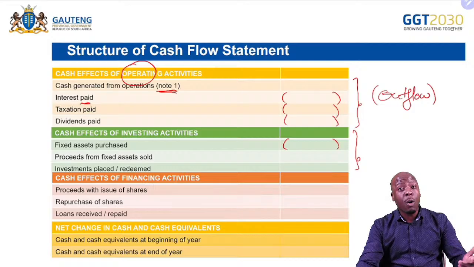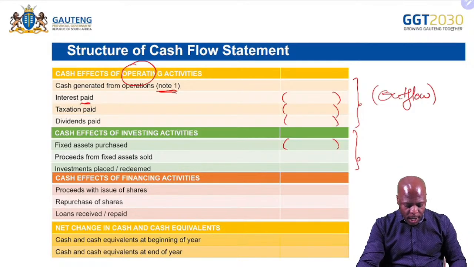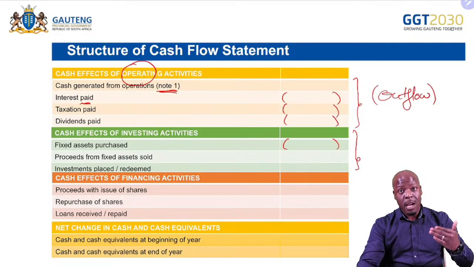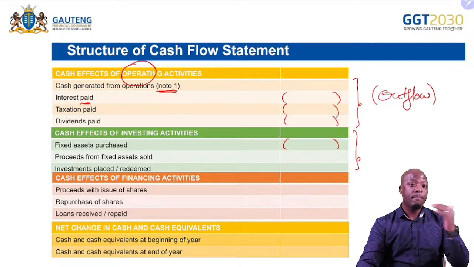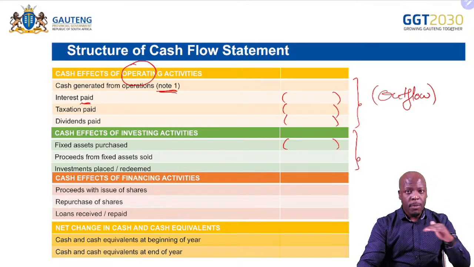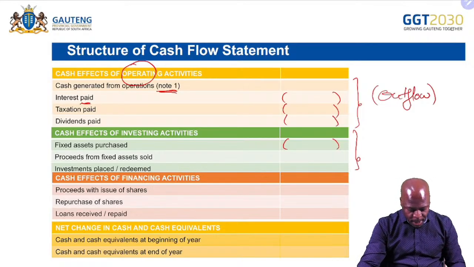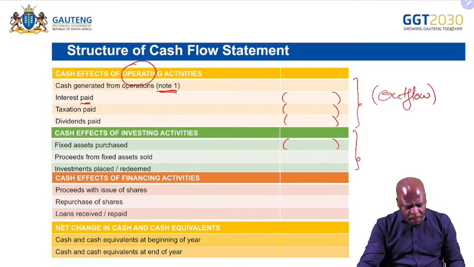So once we sell our tangible assets, we have cash inflow. So that aspect is not going to have brackets because it is cash inflow. Remember, outflow, brackets. Inflow, no bracket. Let's go on to the next one, which is investments.